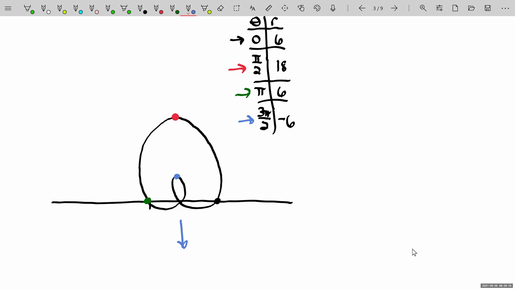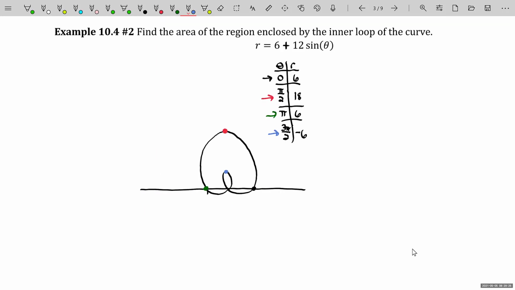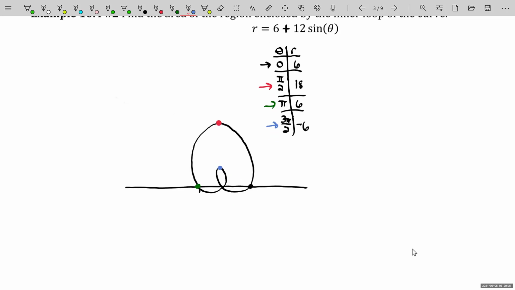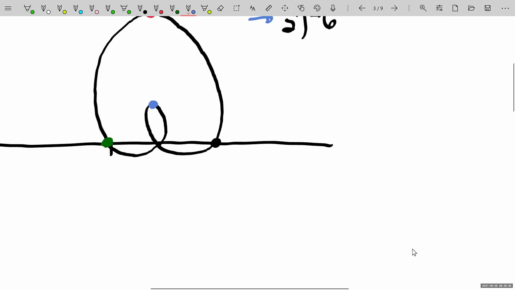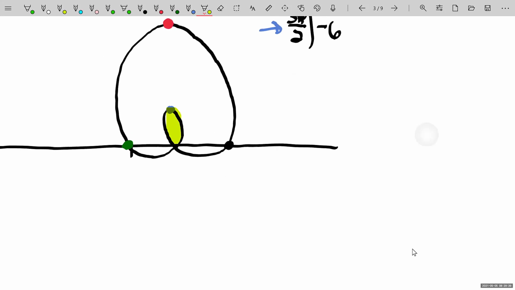That is how I know what this curve looks like, that it has an inner loop that quickly. It's just because I can visualize very quickly the fact that I'm throwing rocks behind me at some point. Anyhow, we want to know the area of the region enclosed by this inner loop. Let me highlight the area that we want. We want to find that area right there.